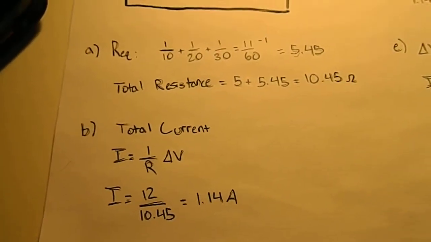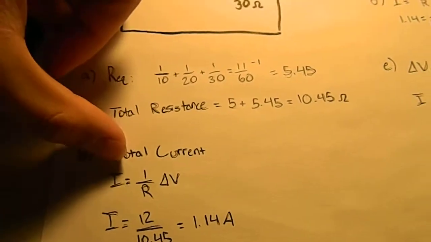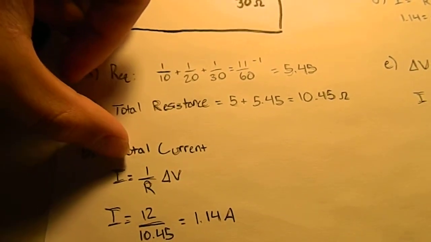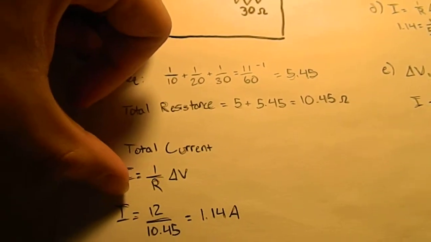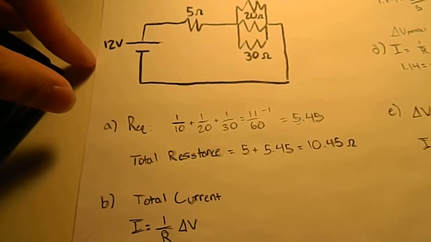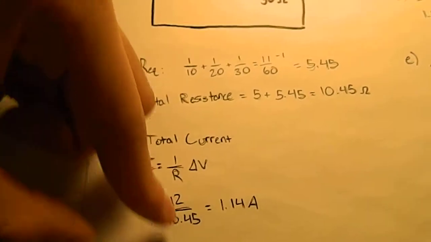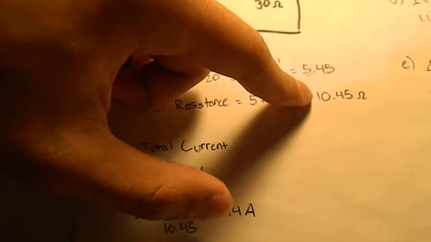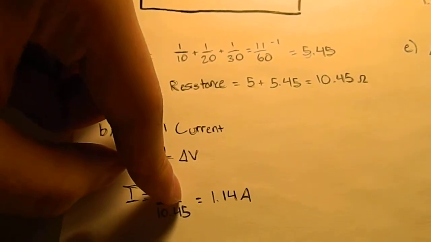In part B, it asks you to find the total current. To do that, you just use the equation current equals 1 over resistance times change in volts. Your change in volts is 12 from the diagram, and your total resistance is 10.45 from the previous problem, which gives you a total current of 1.14 amps.